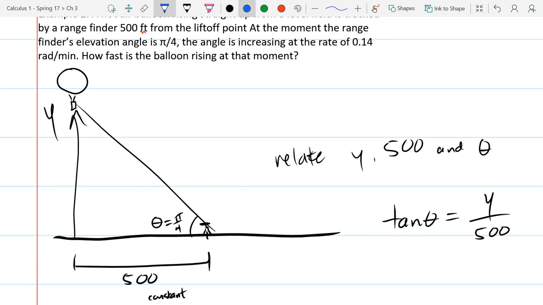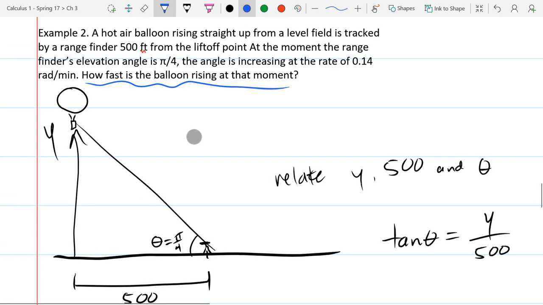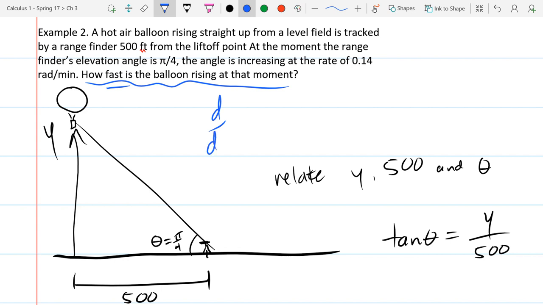What am I trying to find? What question are we answering? How fast is a balloon rising at this moment? How fast? What represents the speed or the velocity? Derivative of which variable? So it's d over d. There's only two variables, so it's either theta or y. So this is going to be change in height. So that's d... whoa, that's not right. Y goes on the top. What goes on the bottom? Theta. Oh, no.